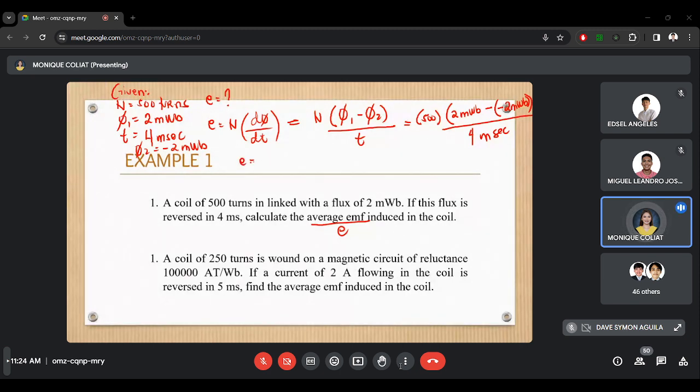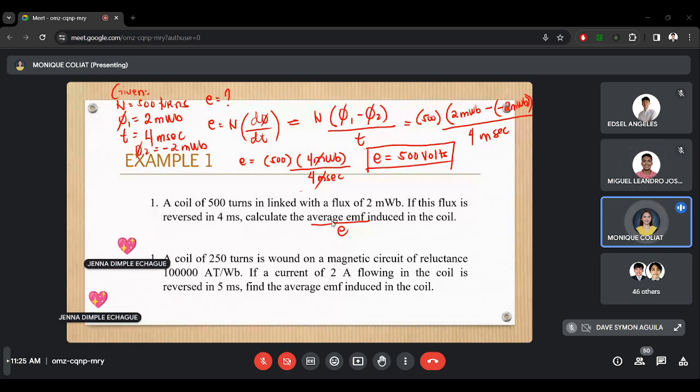So E is equal to 500 times 2 milliweber minus negative 2 milliweber, which is 4 milliweber over 4 milliseconds. The milli is just times 10 raised to negative 3, so we can remove it since it cancels out. So 4 divided by 4 is 1, times 500. Your average EMF is equal to 500 volts. Okay. Is it clear? Yes po.